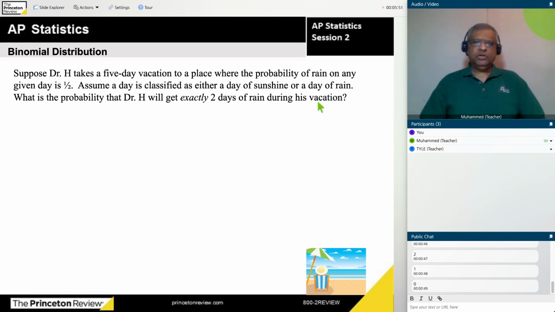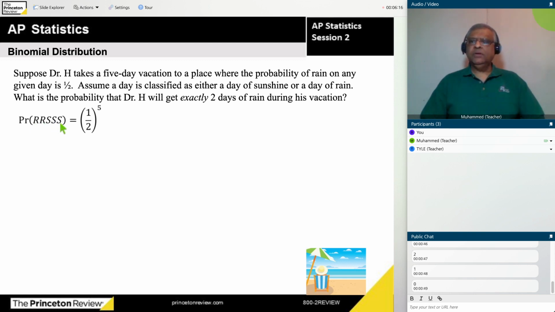Now, we've worked with flipping coins, and this is not that much different from flipping coins. So it's either a day of rain or a day of sunshine. It comes down to a coin flip. And if we are looking at 5 days, what do we have? Well, if we are looking at the probability of the first 2 days of rain and then the next 3 days of sunshine, the probability is 1/2 to the 5th power. 1/2 rain, 1/2 rain, 1/2 sunshine, 1/2 sunshine, and 1/2 sunshine.